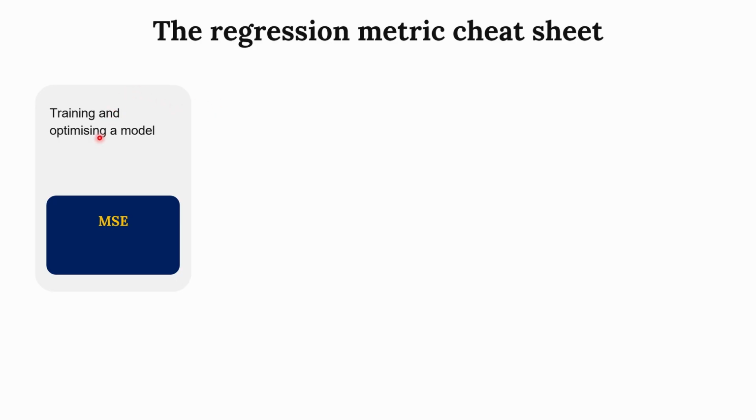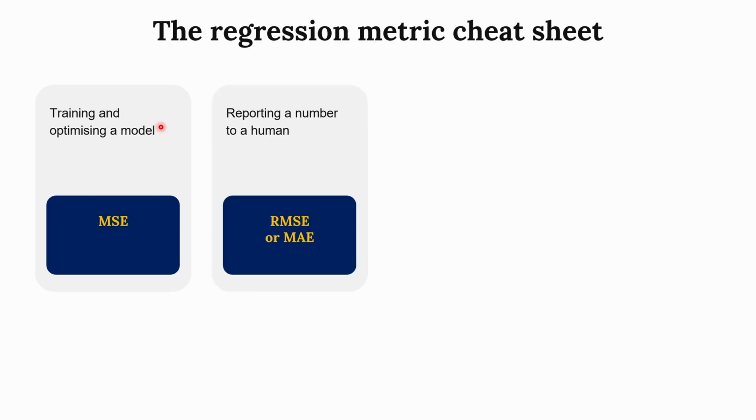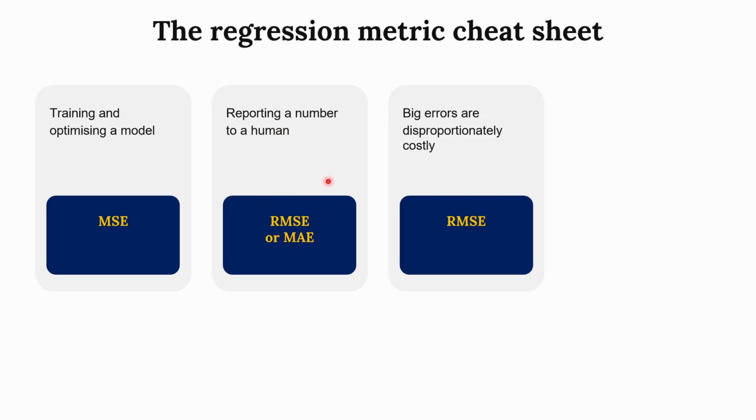Now the regression metric cheat sheet. So when do you use the mean squared error? When training and optimizing a model, okay, during the computations itself. Root mean squared error or mean absolute error when reporting a number to a human, okay. These are the easier to evaluate for the human to think about the error. Root mean squared error when big errors, large errors are disproportionately costly.